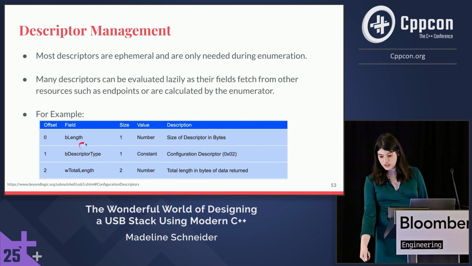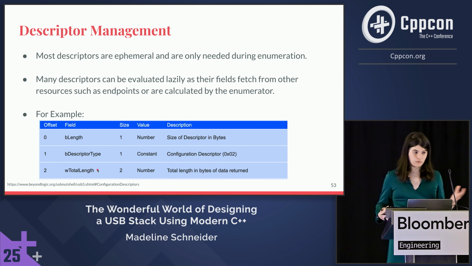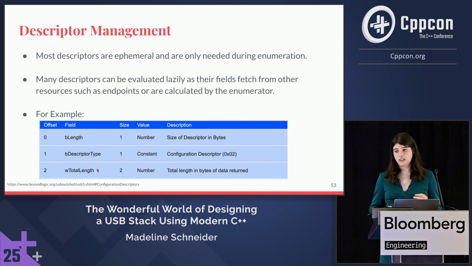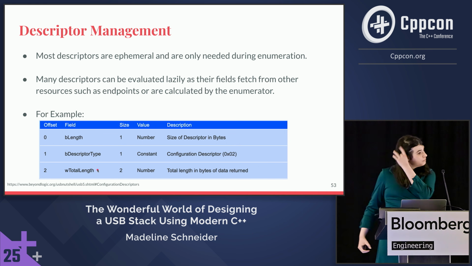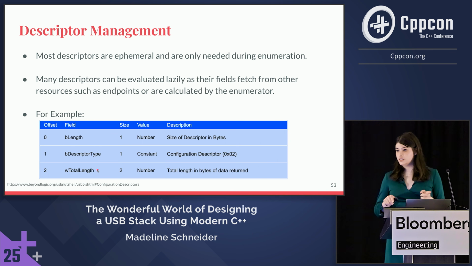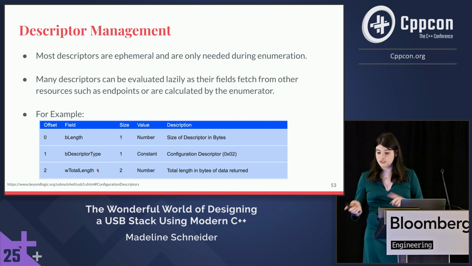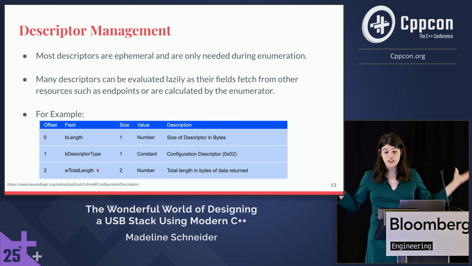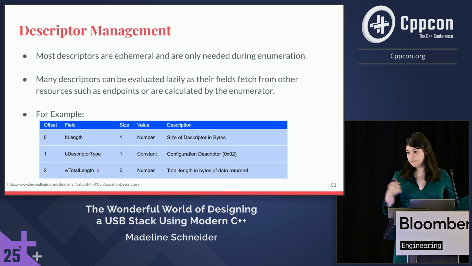A good example of that is total length. Total length, like I mentioned before, is the number of bytes that a configuration and all of its subdescriptors are. If you are building a generic system, you don't know that length. So all of that has to be calculated at enumeration time. The same goes for the indexes. You don't know what the indexes are going to be until you actually go and enumerate.